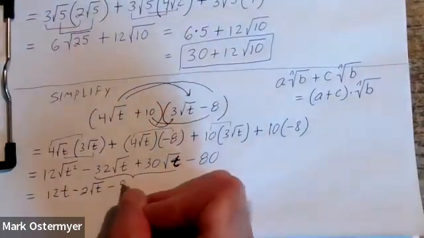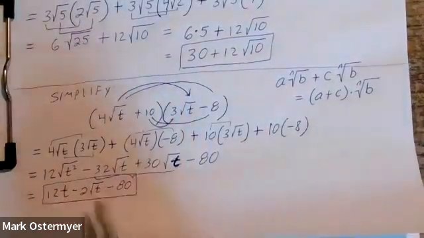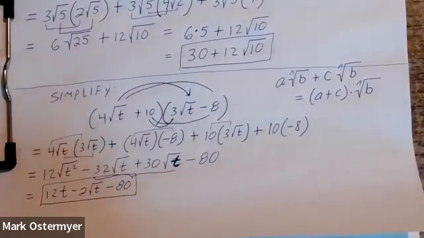And finally, at the end, we got minus 80. And this would be your result here, as we can do nothing else to simplify this any further. That would be your result.